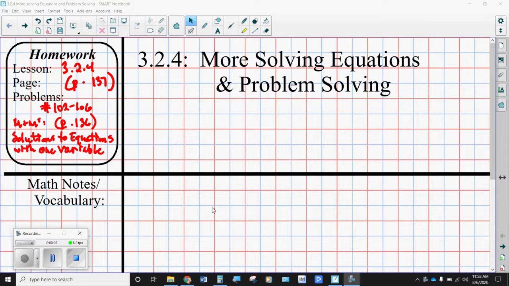Alrighty, for today's lesson, lesson 3.2.4, we're going to continue what we were doing in the previous lesson. We're just going to be looking at a couple of problem situations and using equations to solve those problems. And actually, in this lesson, we're going to revisit some problems that we had worked on earlier in the year.